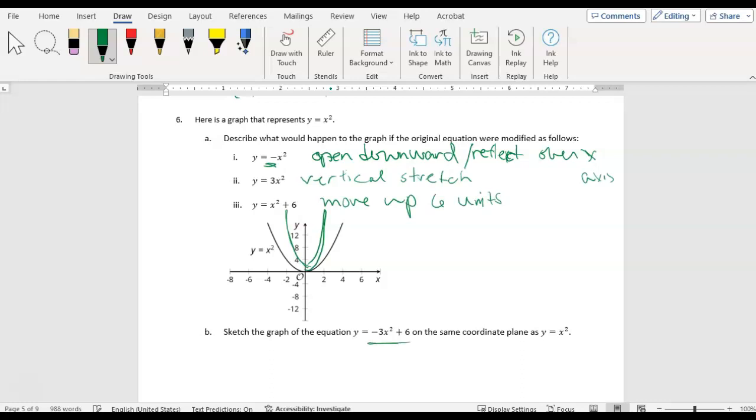So sketch this equation on the same coordinate plane. So let's sketch that equation. We know that it would go down because it has a negative. It would be skinnier because of that negative 3. And it's moving up 6 points. So our vertex would be up here, and it would look like this.